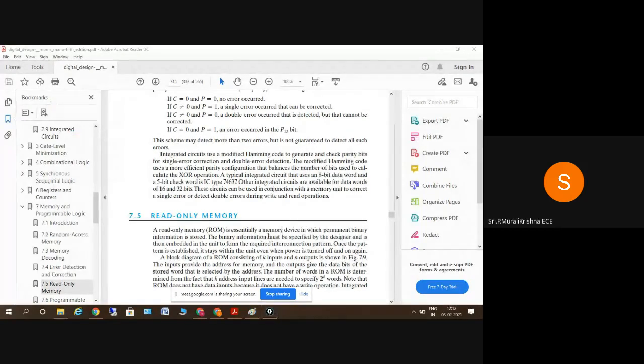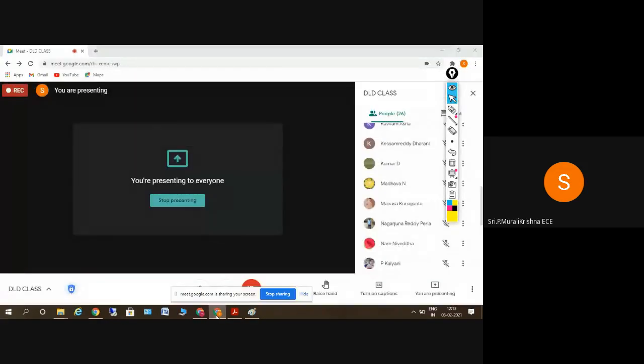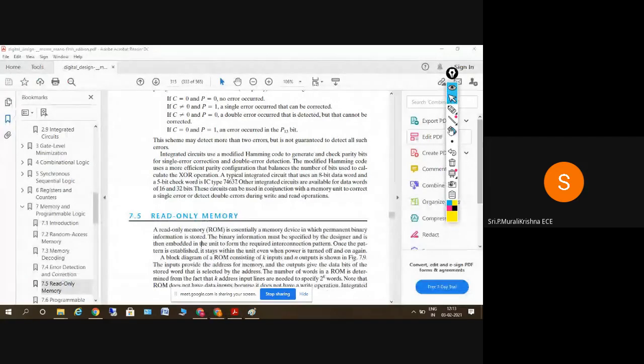The binary information must be specified by the designer, and it is embedded in the unit to perform the required interconnection pattern. So we'll follow some patterns here. The way we design the pattern is called programming. A read-only memory can perform only one operation, that is the read operation. It is used to store the permanent data, so permanent binary information is stored in the ROM.